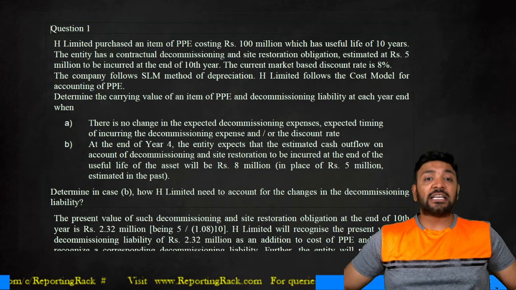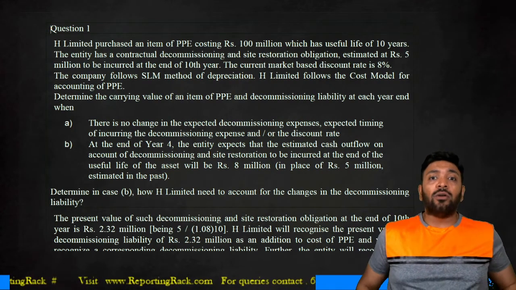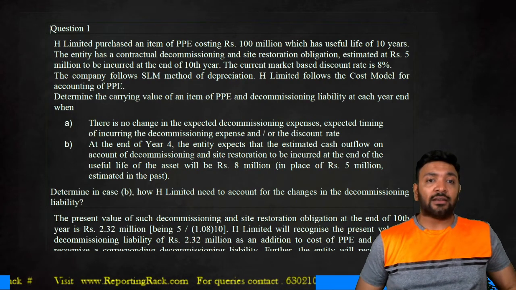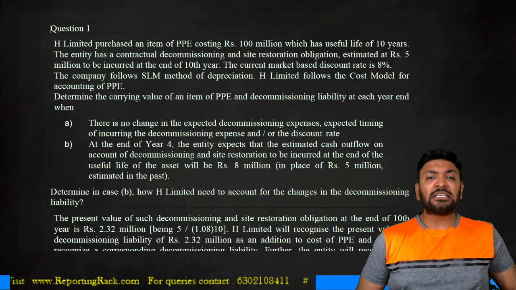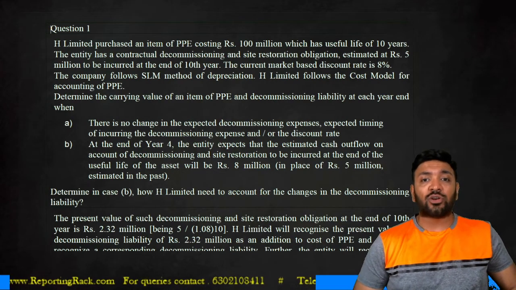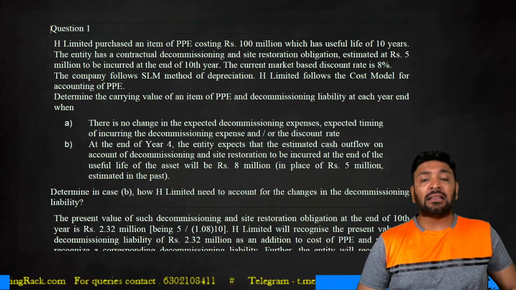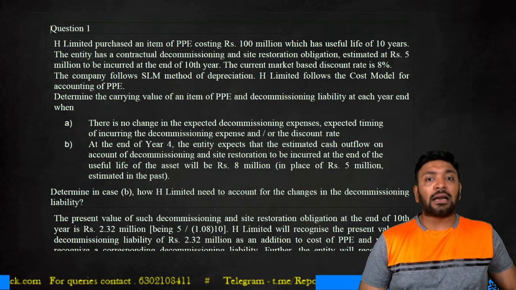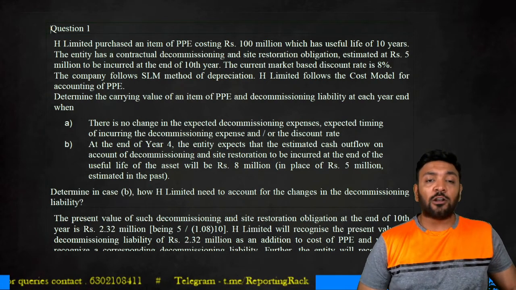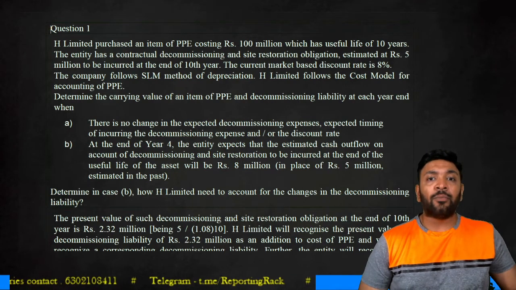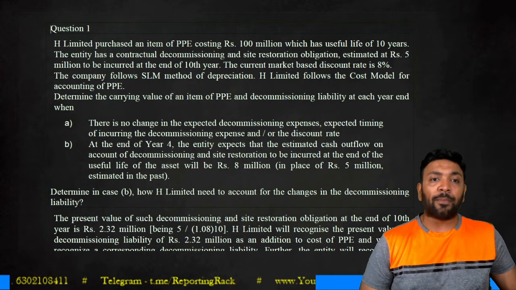H Limited purchased an item of property, plant and equipment costing 100 million, which has a useful life of 10 years. The entity has a contractual decommissioning and site restoration obligation estimated at 5 million to be incurred at the end of the 10th year. The current market-based discount rate is 8%. The company follows a straight-line method of depreciation. H follows a cost model for accounting the property, plant and equipment.